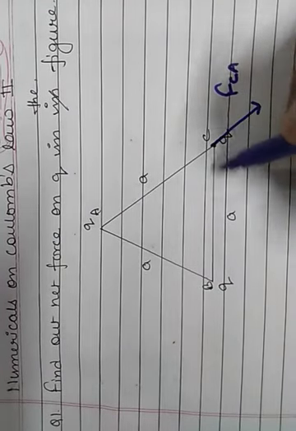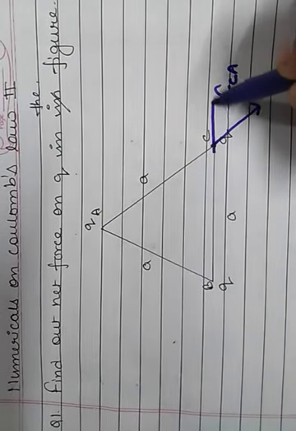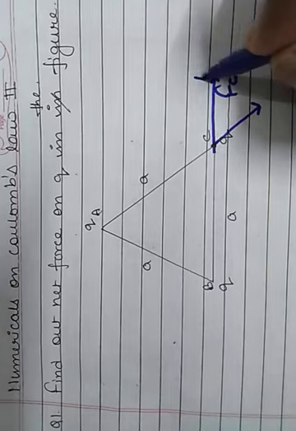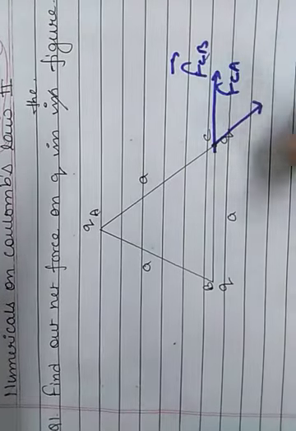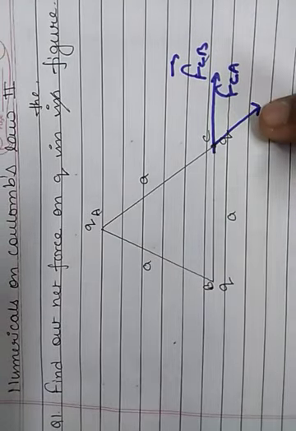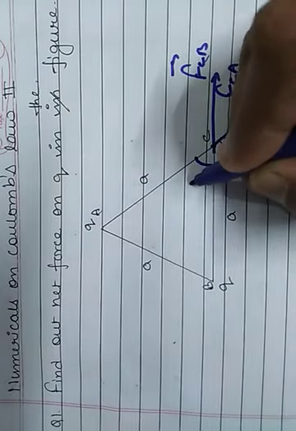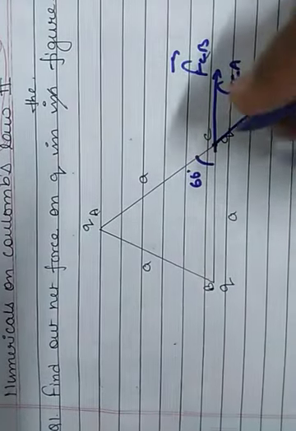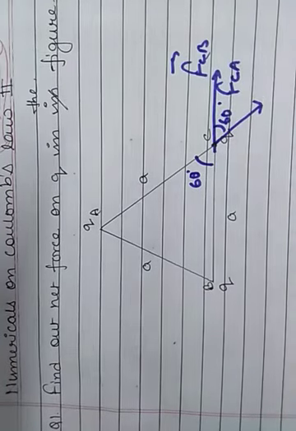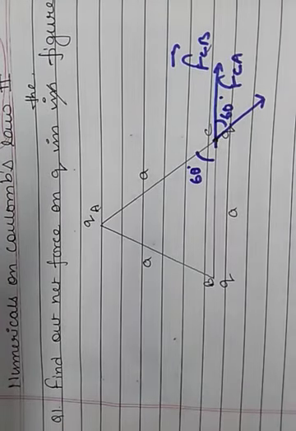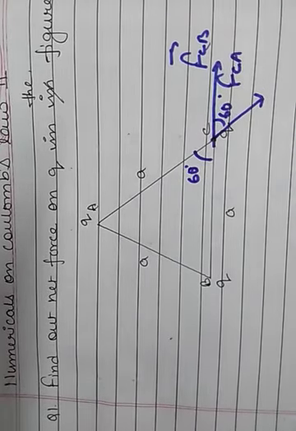So this is FCA, and this Q also repels this one. So another force acts in this direction, and this is FCB. So we have two forces, this is FCA and this is FCB. And this angle is 60 degrees, as this is an equilateral triangle. So using the vector method, we will calculate the net force on this charge.